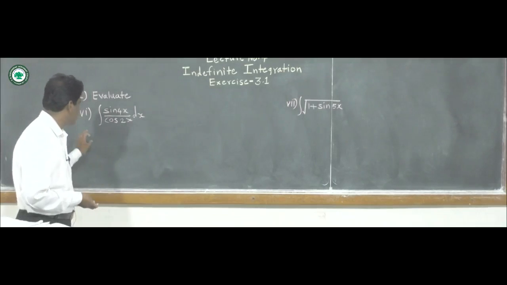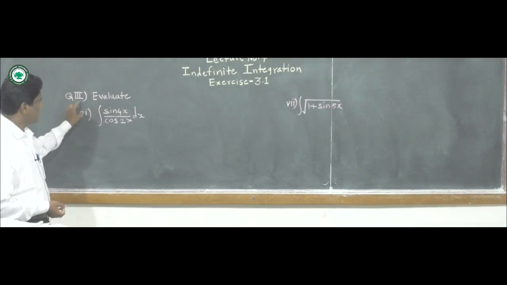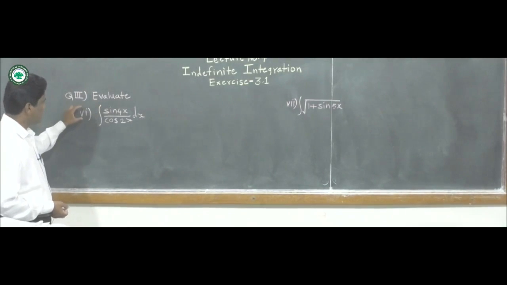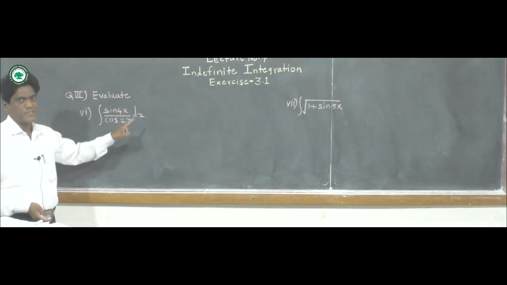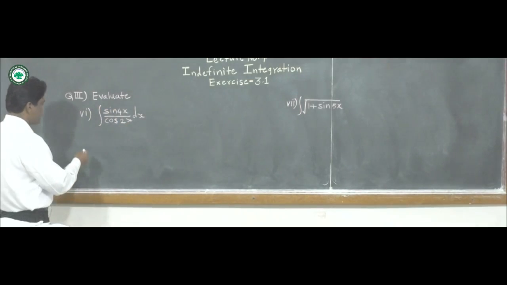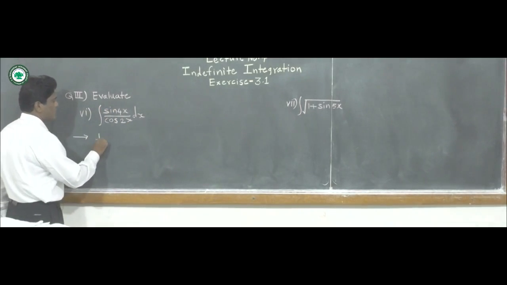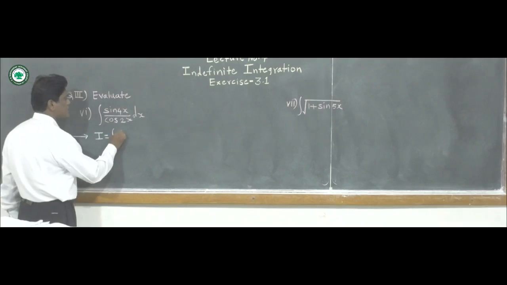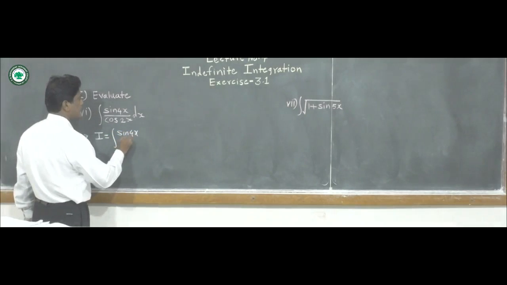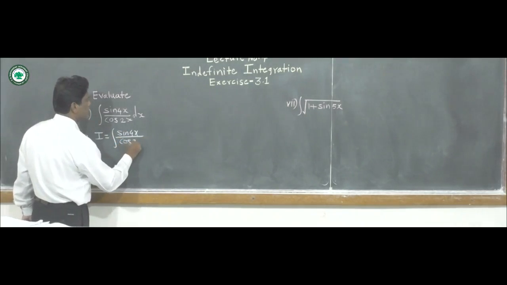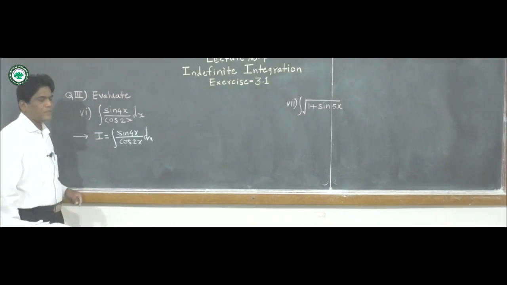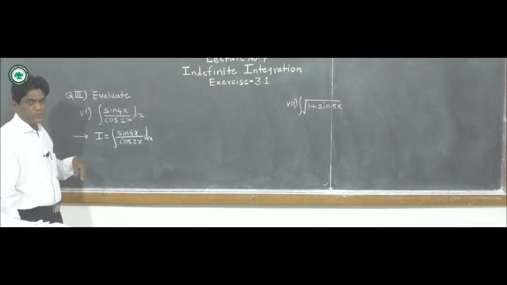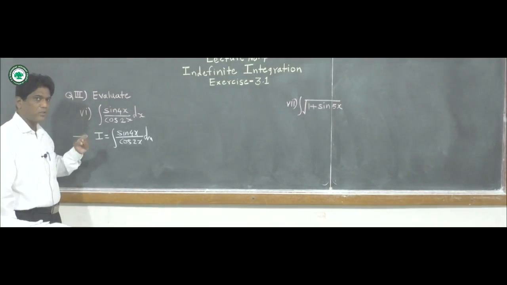Problem number 6: evaluate the integration of sin 4x upon cos 2x dx. Firstly, the solution of this, we call this as I. So I is equal to integration of sin of 4x upon cos of 2x dx. Now in all these problems we have to use the trigonometric function formulae. We recall all those formulas.